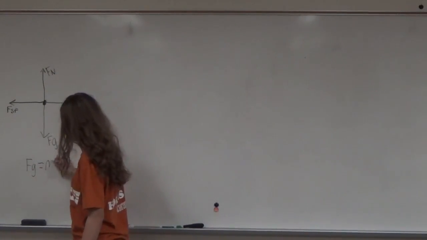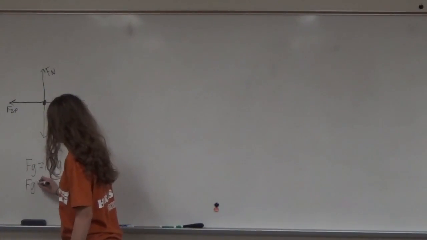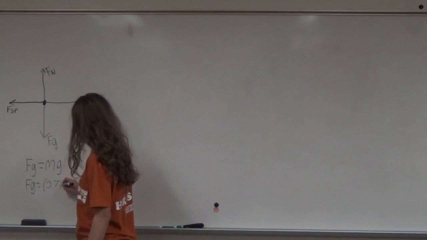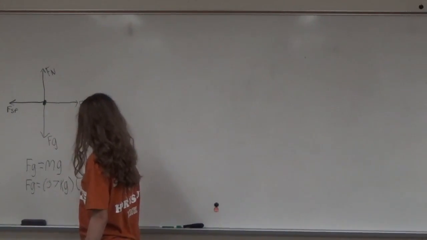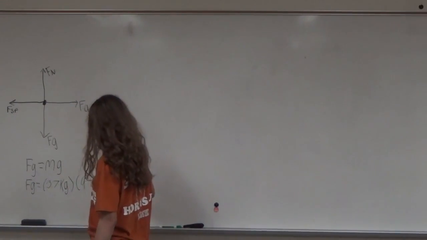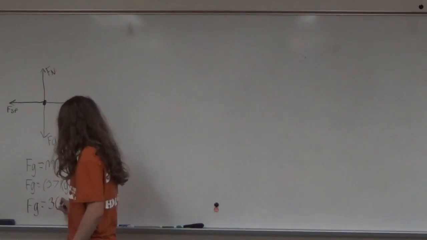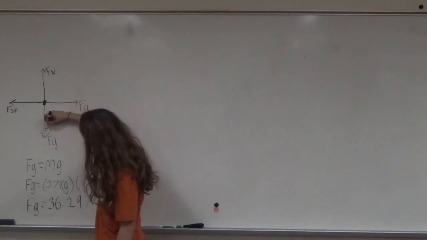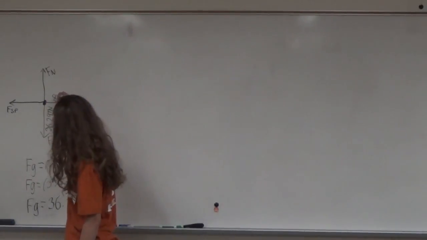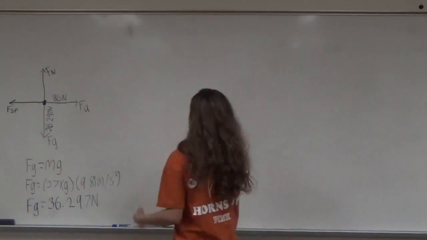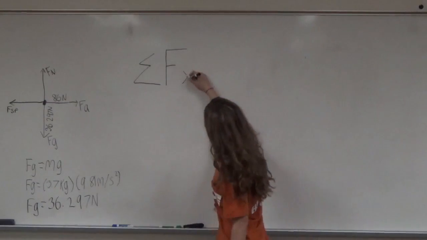The force gravitational is equal to mg, which is mass times g, which is 9.8 meters per second squared, the acceleration of gravity on Earth. So Fg is 3.7 kilograms multiplied by 9.81 meters per second squared, which gives Fg equals 36.297 newtons. And we can write those on the legs. And then we are given that the force applied is 86 newtons.